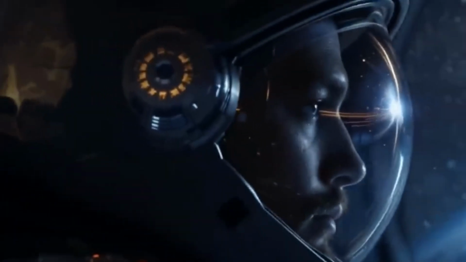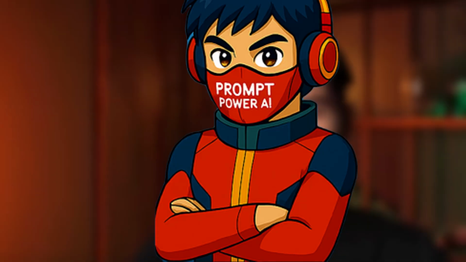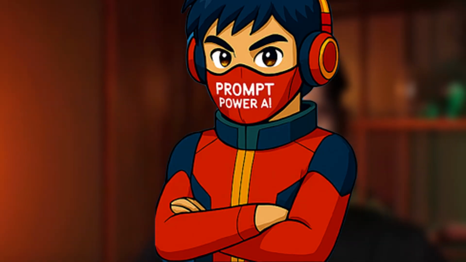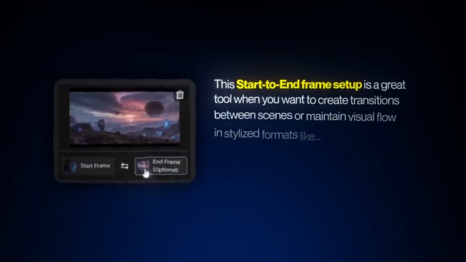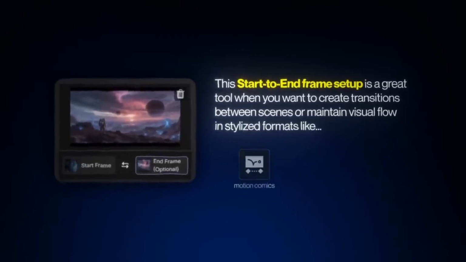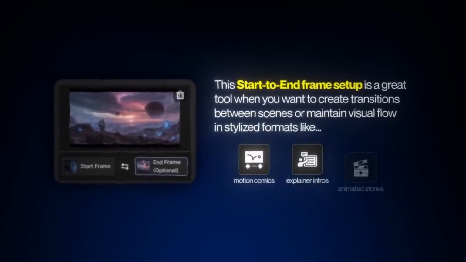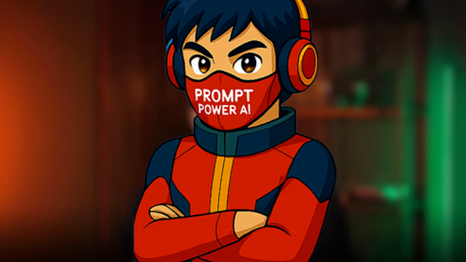The slow zoom out, the seamless transformation, the glow from the plants, it all shows up and follows the animation prompt really closely. This start to end frame setup is a great tool when you want to create transitions between scenes or maintain visual flow in stylized formats like motion comics, explainer intros, or short animated stories. So Pixverse is the go-to tool when you want stylized video content.